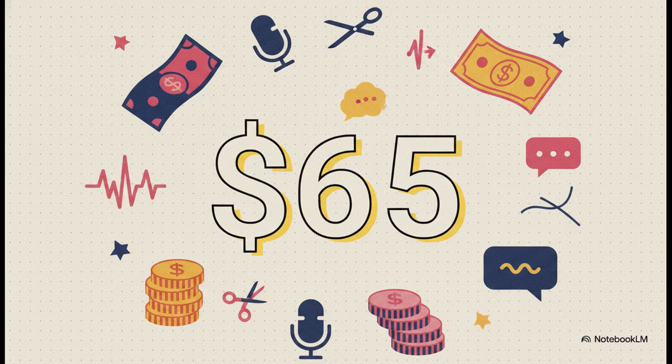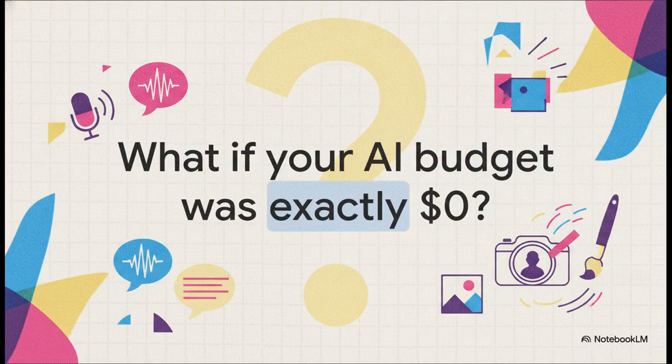$65, right? Just think about that. If you stack standard monthly subscriptions for platforms like 11 Labs for your voices at $22, Murph at $19, and Descript at $24, you are instantly bleeding roughly $65 a month before you even hit publish on a single piece of content. And for a lot of independent creators, that monthly drain is literally the barrier that stops them from even starting. Okay, so let's really dive into this.